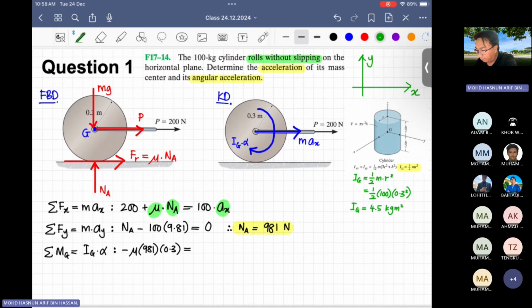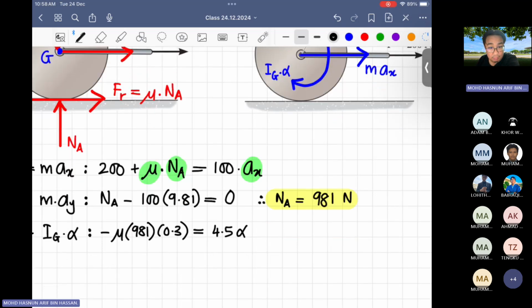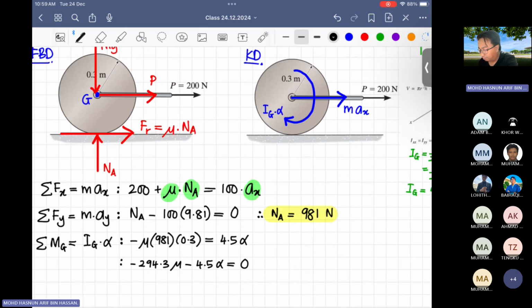Once we have the value of Ig, we can substitute in here. This will be 4.5 alpha. 4.5 times alpha. Okay. So if we further calculate this, you will get from here minus 294.3 mu. Mu is unknown. We can bring alpha to the left. Minus 4.5 alpha is equal to 0. Okay, this is what you get from mg.